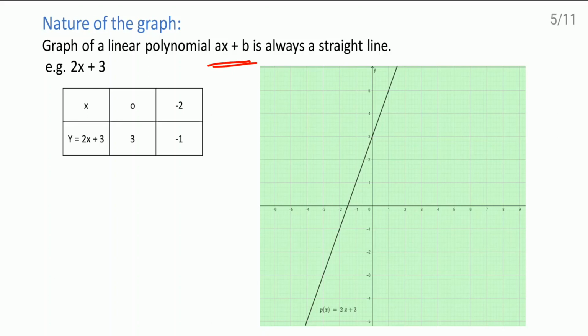So the value of x, if I take 0, this 2x plus 3 we are going to consider as y, which is equal to this polynomial. So when I substitute the value 0, I am getting y is equal to 3. When I substitute minus 2, I am getting y is equal to minus 1. So when I plot these points on the graph, I am getting a straight line passing through these 2 points.